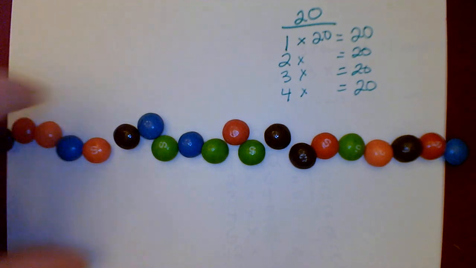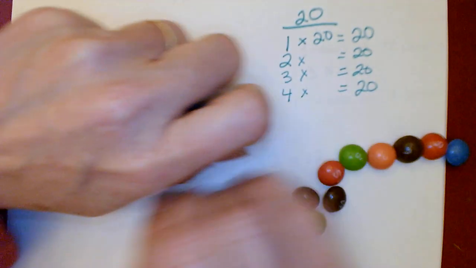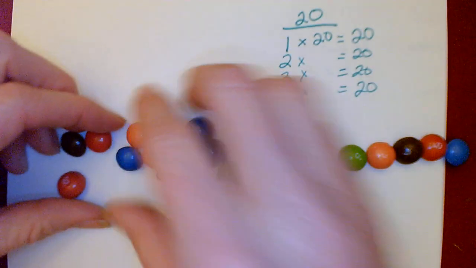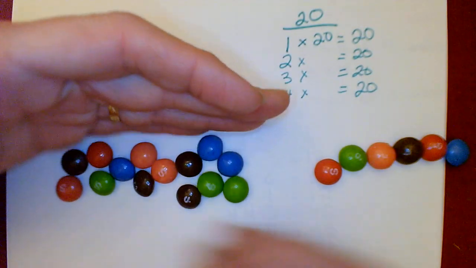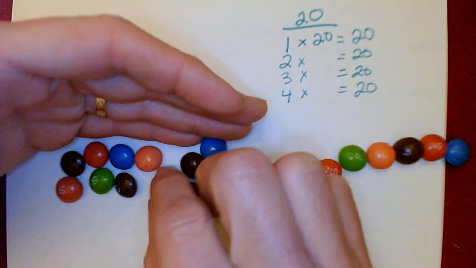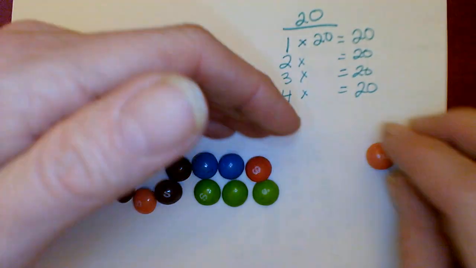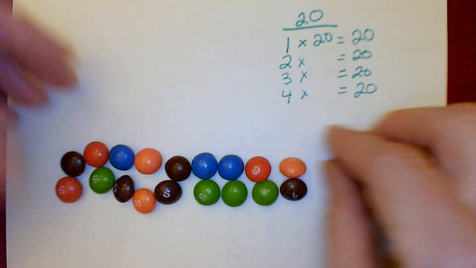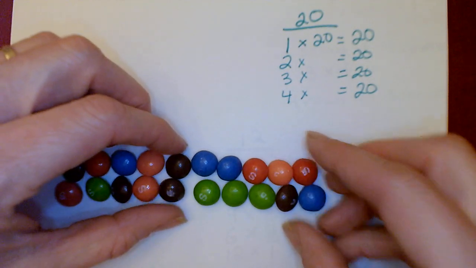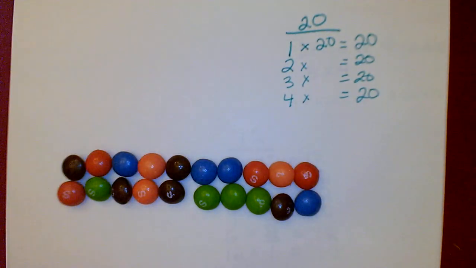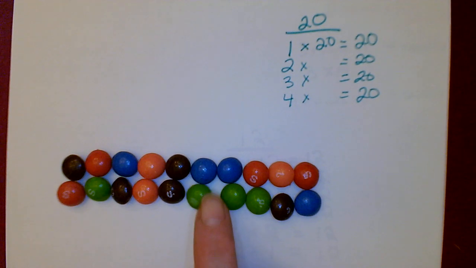So let's try 2. Could we do 2 rows? Let's try. Let me try and line these up into 2 rows. I'm trying to do it a little more quickly. Trying to match them up the best I can. And look at that. I have 2 equal or even rows. Everyone has a buddy for their trip.